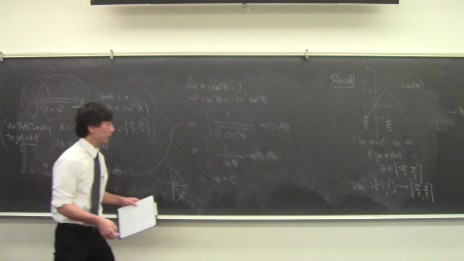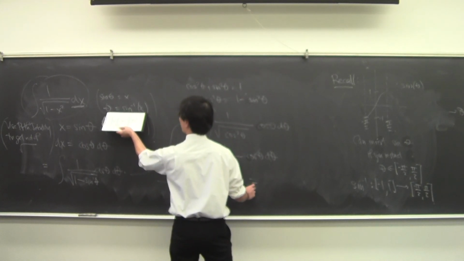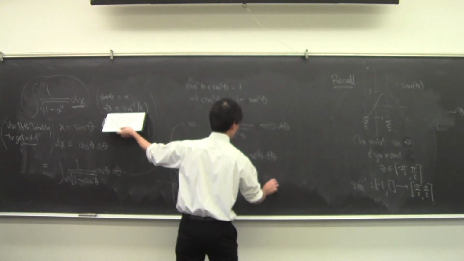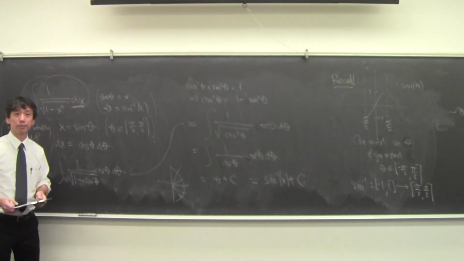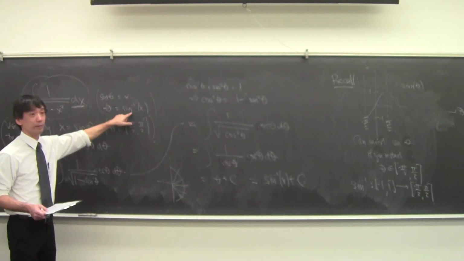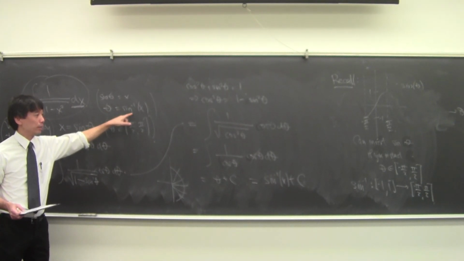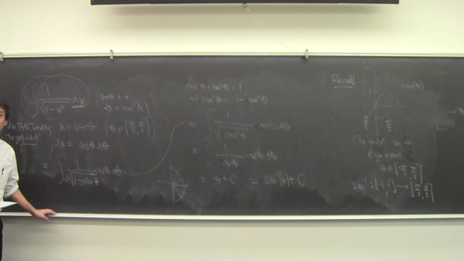Theta plus c. Now we switch back to our original variable and write this as arcsine plus c. Right. Theta, remember, theta was the arcsine of x. Right. So we get arcsine x plus c. And so we get this nice formula, right? The antiderivative of 1 over the square root of 1 minus x squared is the arcsine. And this is something you have to memorize. No, you have to understand.